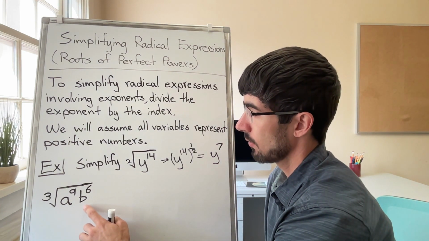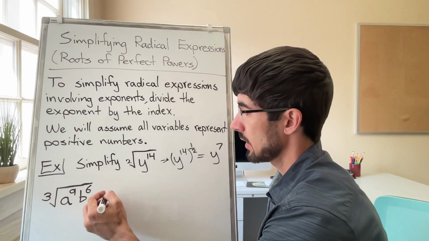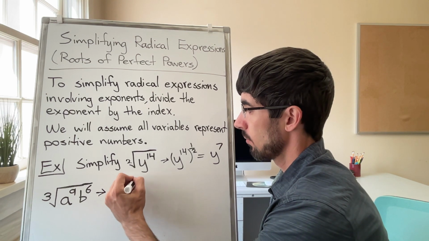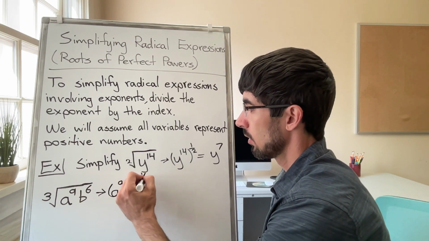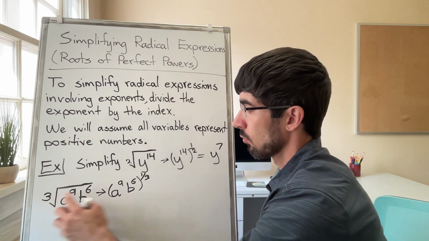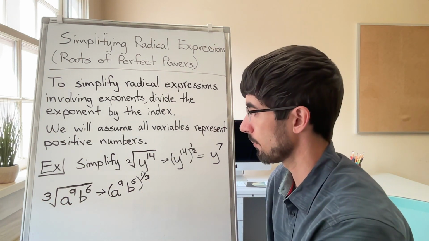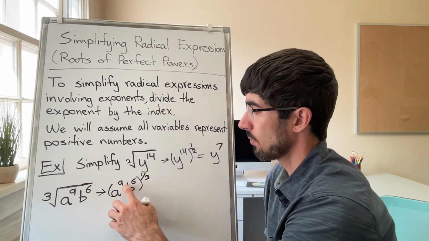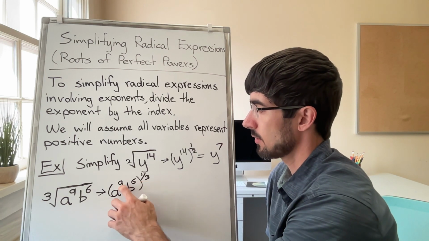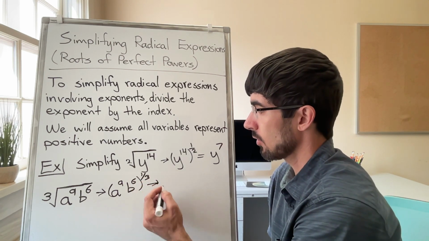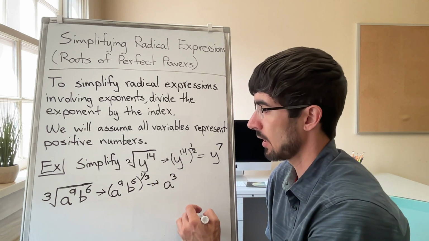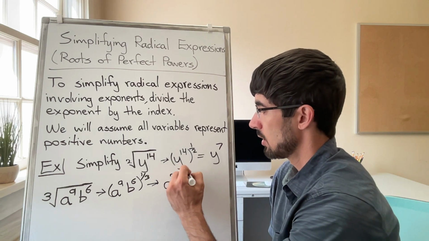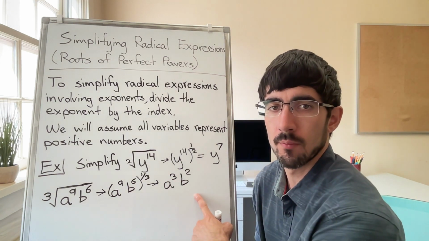Let's look at this example. The cubed root of a to the 9th, b to the 6th. If I rewrite this in exponential form, it looks like this. A to the 9th, b to the 6th, to the power of 1/3. Remember, an nth root is a 1 over n power. When I simplify this exponential expression, I would multiply 1/3 by each of these exponents on the inside. So 9 times 1/3 is 9/3, which is 3. Let's go ahead and simplify that. 6 times 1/3 is 6 over 3, which is 2. So I end up with a cubed b squared.